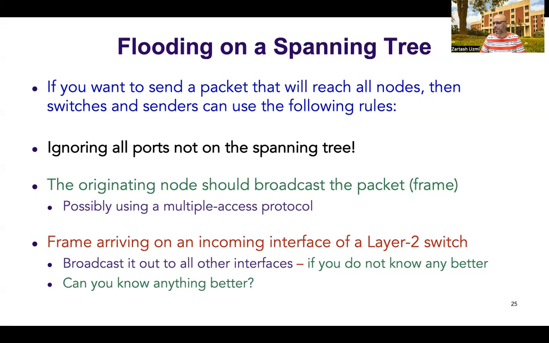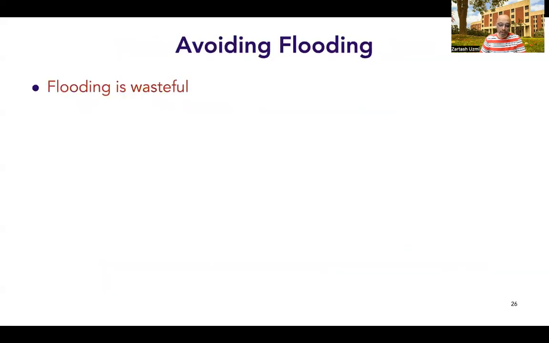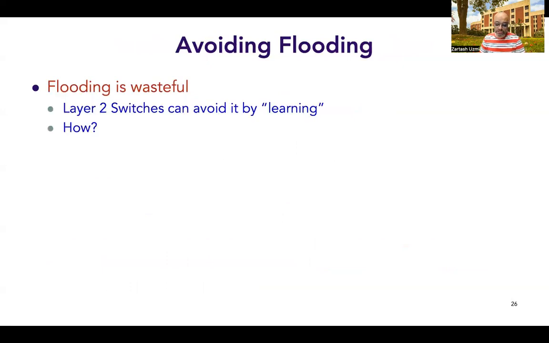And the question is, can you know anything better? I mean, flooding is wasteful anyway. It ensures that the packet will reach the destination, but it is going to other places where it was not needed. Okay. Can you do something better? Can you avoid the flooding? So layer 2 switches can avoid the flooding by means of what we call a learning process. They can learn where the hosts are.